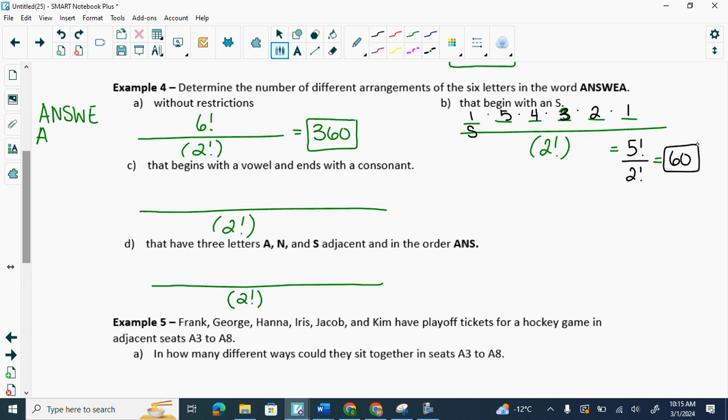Then, this one we have begins with a vowel and ends with a consonant. So this one's going to be a little bit different because there are now actually 3 vowels, right? The A, the A, and the E. That is 3 vowels, because we're treating it like we can see the difference between them. Yes? So here we have an A, an A, and an E. So that's 3 options, not 2, right?